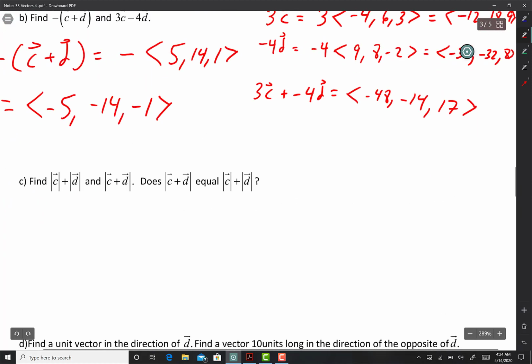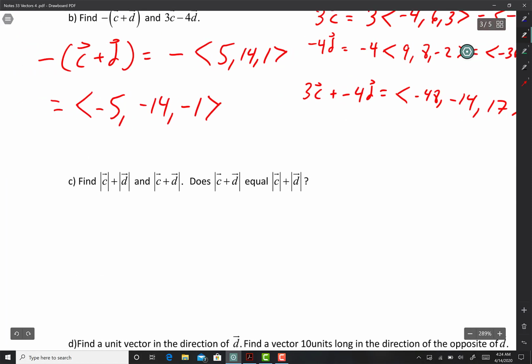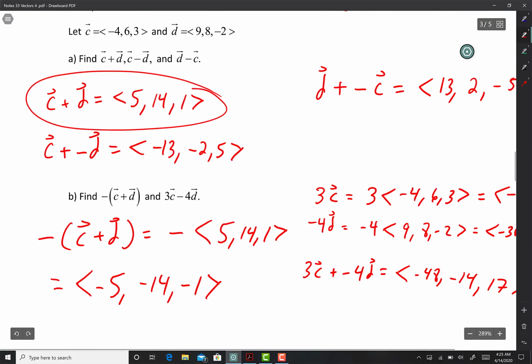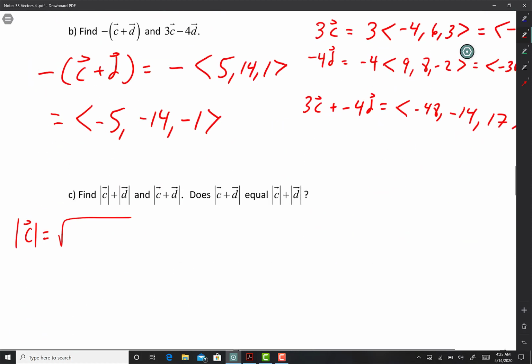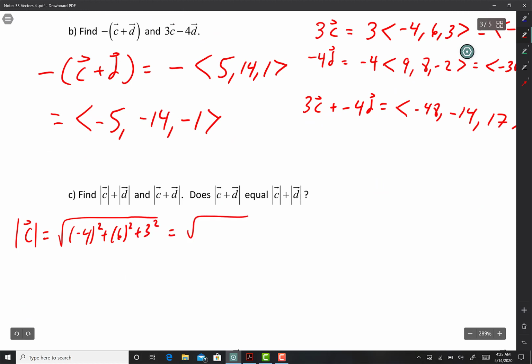It says find the magnitudes of C and D here, so let's go ahead and do this one. So vector C, the magnitude of that is just the square root of, let's see, is it -4, 6, and 3. So -4 squared plus 6 squared plus 3 squared. So when I do that, let me take my little calculator out, guys. 4 squared plus 6 squared plus 3 squared. I get square root of 61. Leave it alone.